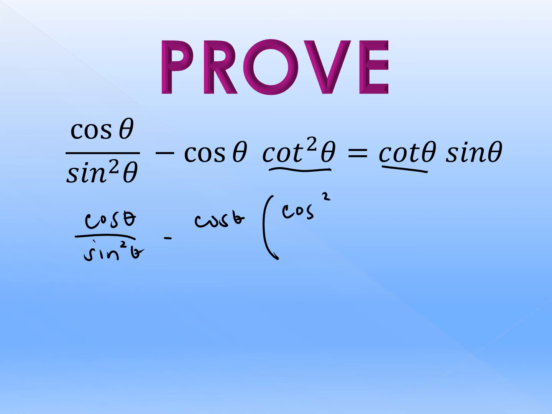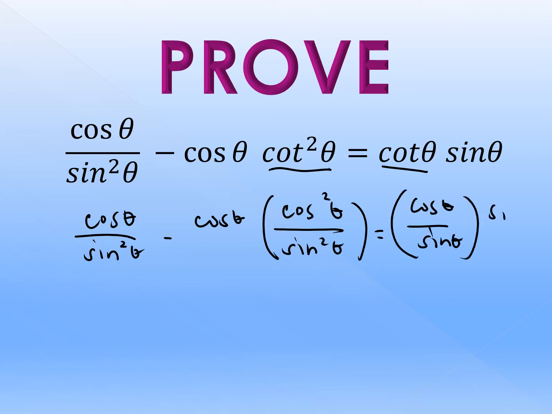So we have cos squared theta over sine squared theta equals cos theta over sine theta multiplied by sine theta. Now, we can multiply cos times cos squared theta. So we have cos theta minus cos all over sine squared theta minus cos cubed theta over sine squared theta is equal to, let's cancel sine theta, let's put a question mark, and that's equal to cos theta.